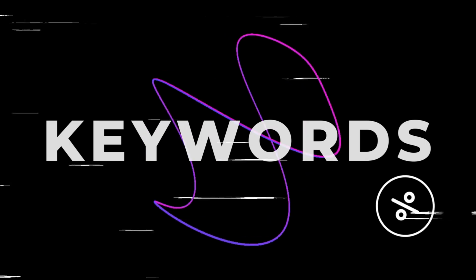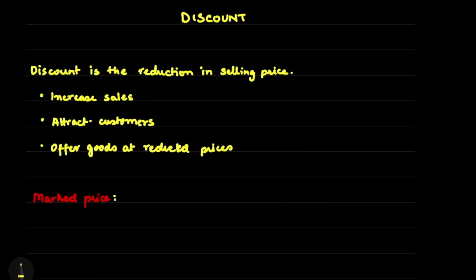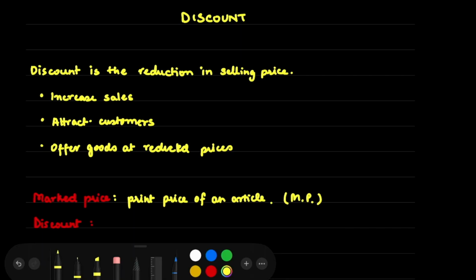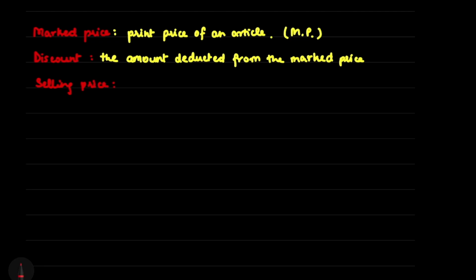The first keyword in the discount scenario is the marked price. This is basically the printed price of an article before any reductions are applied to it, and it is also abbreviated as MP. The second keyword is discount, and it is the amount deducted from the marked price. And the third keyword is the selling price. This is basically the price of the article after deducting discount.